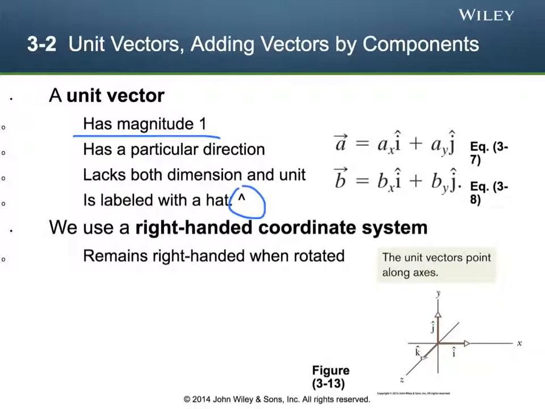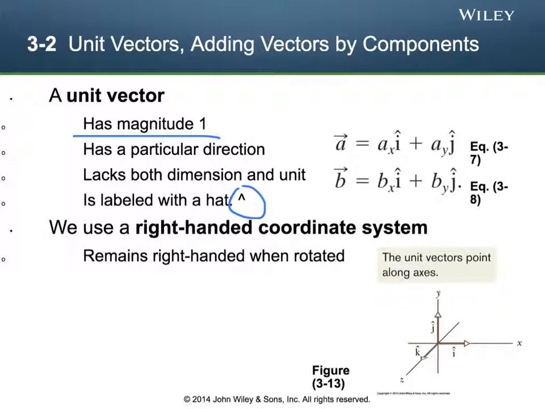We are typically going to use the right-handed coordinate system. And what that means is that we have an X and a Y plane, and then using your right hand rule, you can see that the Z axis, the third dimension, will come out orthogonal to those two axes.